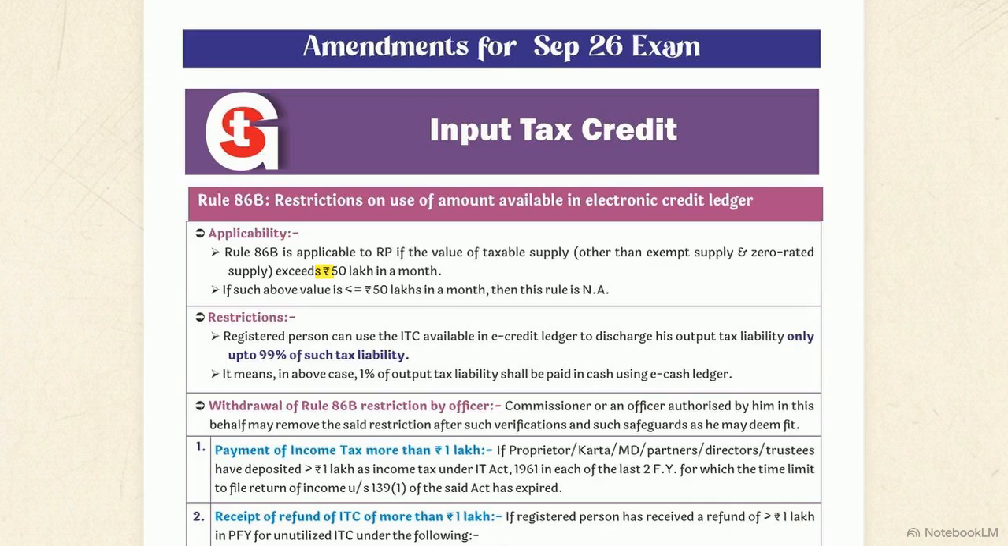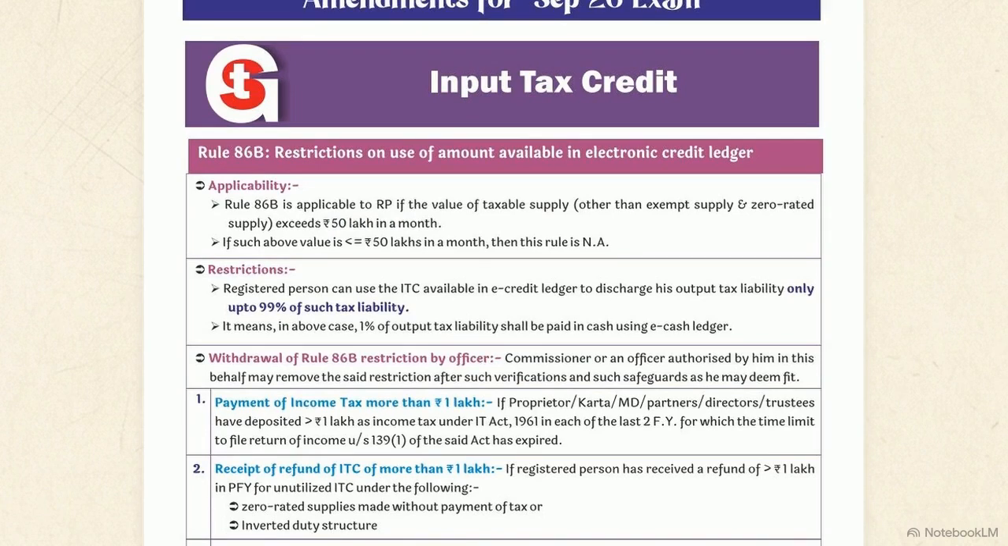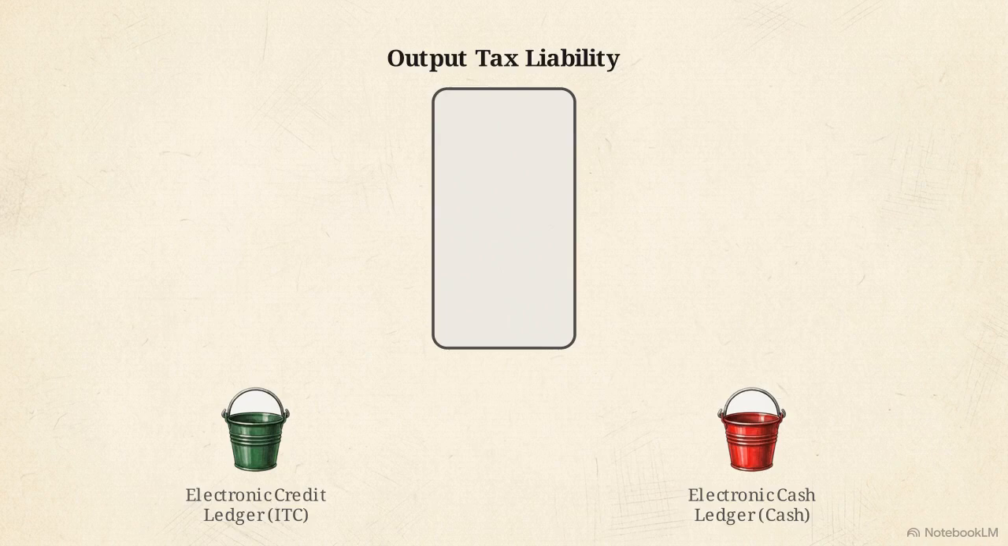Let's break down the first pillar by examining the strict new restrictions placed on the electronic credit ledger. Looking at the official text for Rule 86B, the financial trigger is highly specific. This rule only applies if the value of a registered person's taxable supply exceeds 50 lakh rupees in a single month. You must apply a critical caveat to that calculation. When determining if a taxpayer hits that 50 lakh trigger, exempt supplies and zero-rated supplies must be excluded from the total value. If the threshold is breached, the core restriction activates.